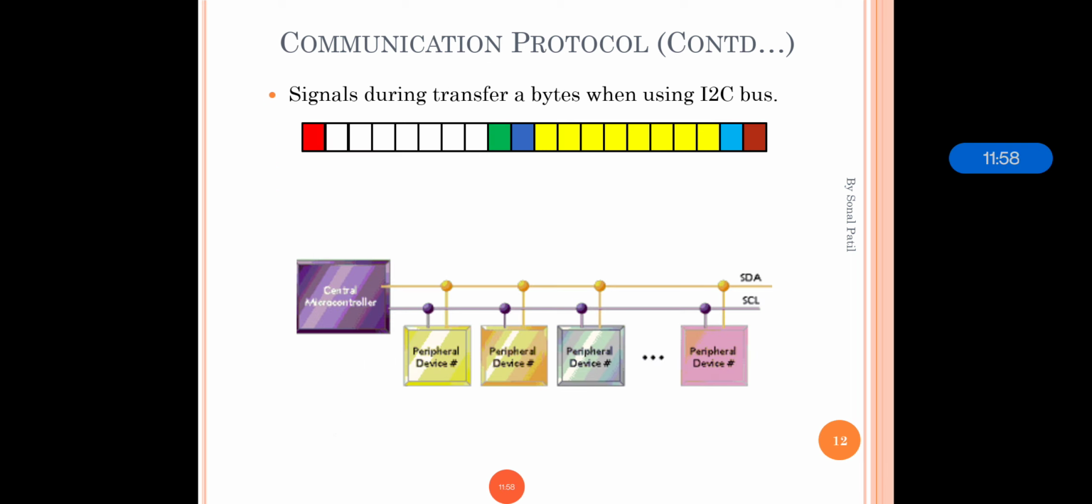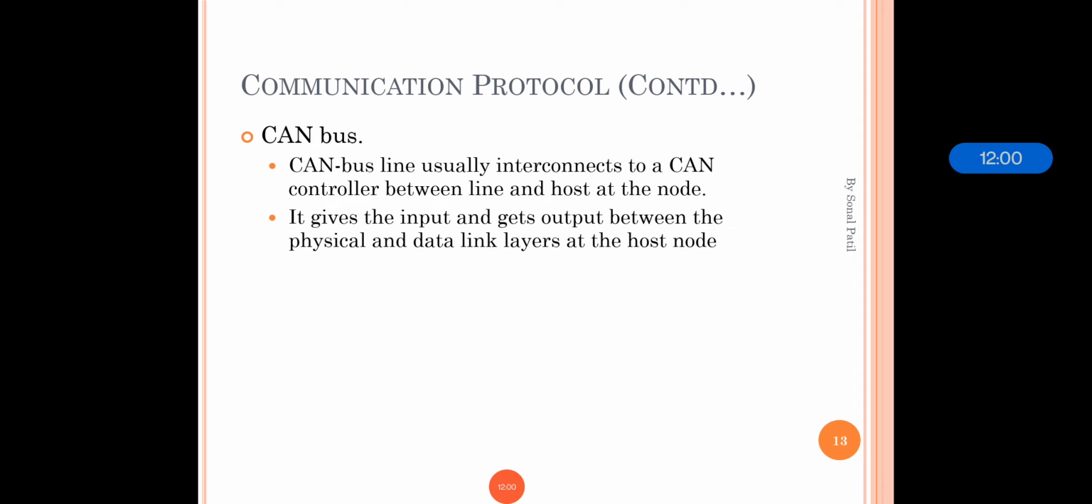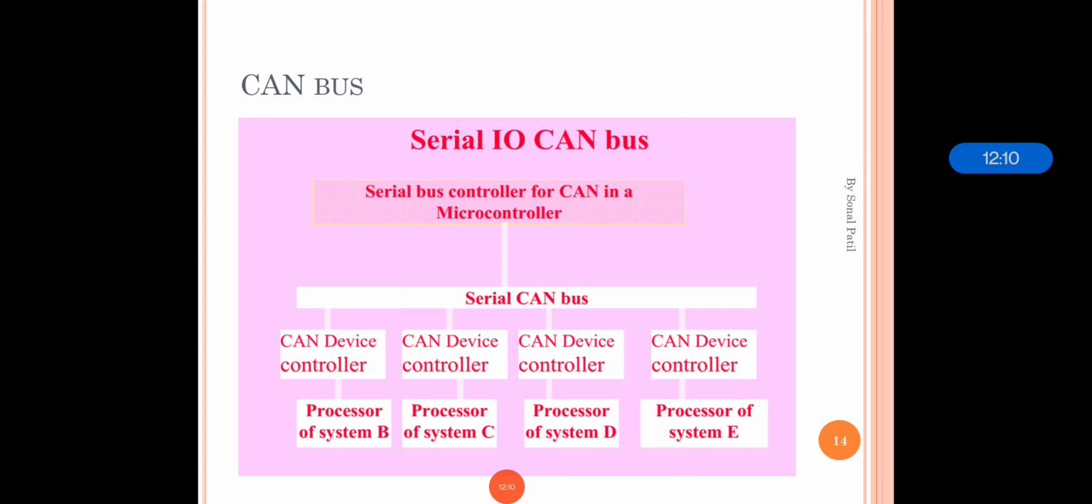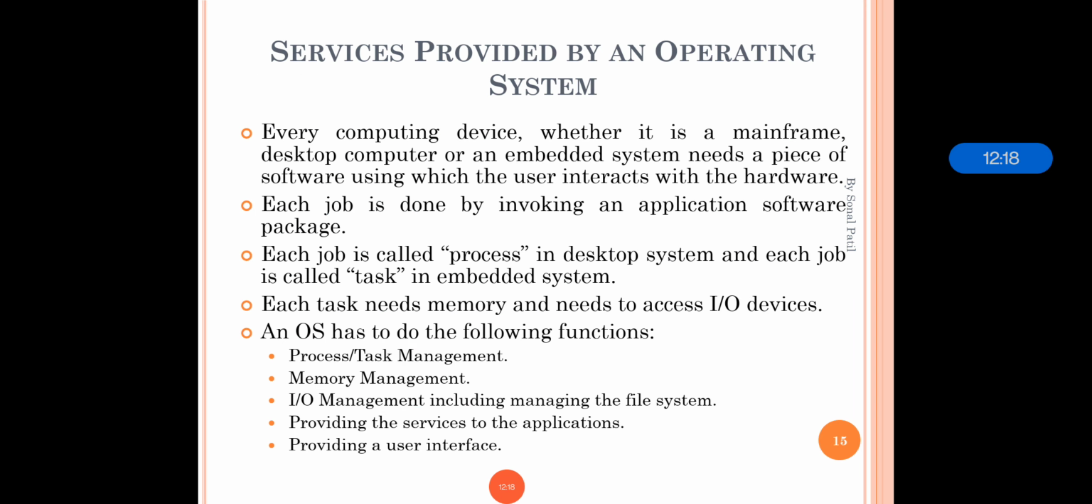Then the next is the communication protocol, that is CAN. CAN bus interconnects the CAN controller between the line and host at the node. It gives the input and gets output between the physical and data link layers at the host node. We can see each and every processor has a particular controller that is connected to the particular processor. All these parts are nothing but the hardware architecture part.